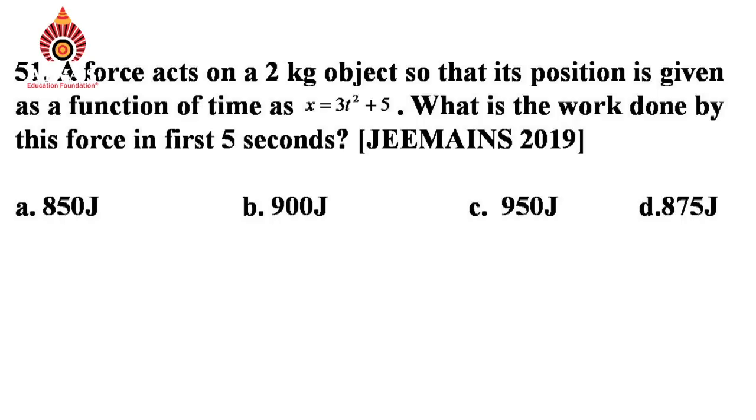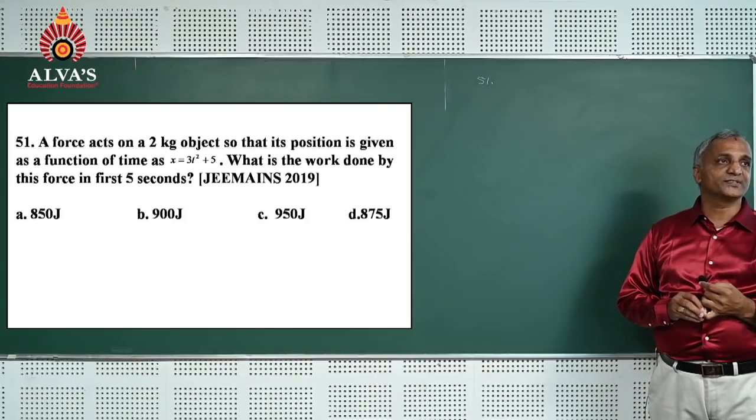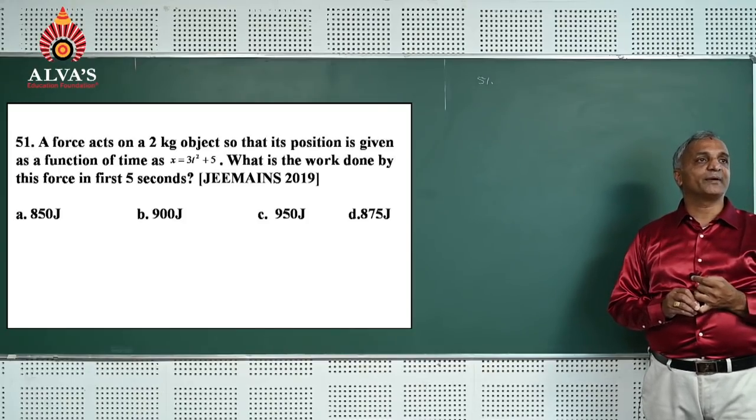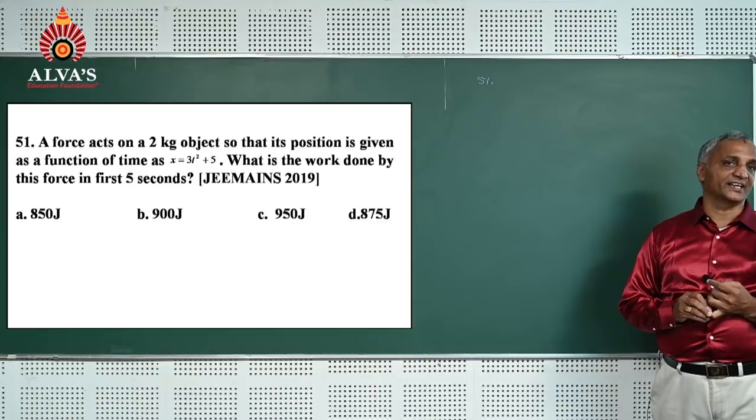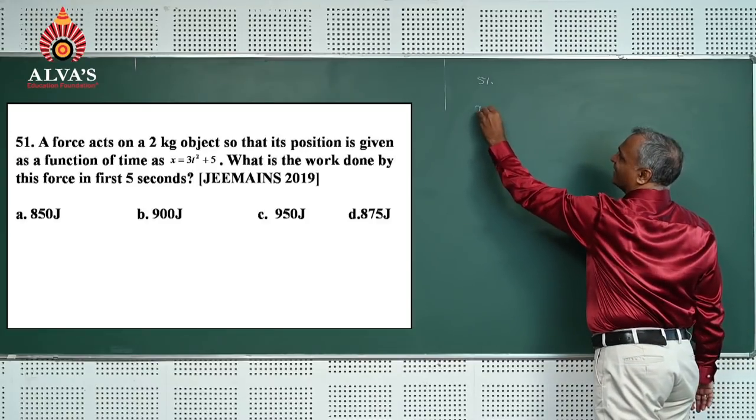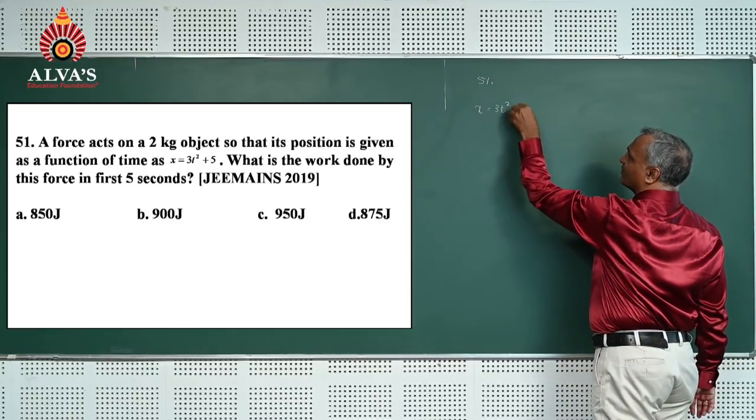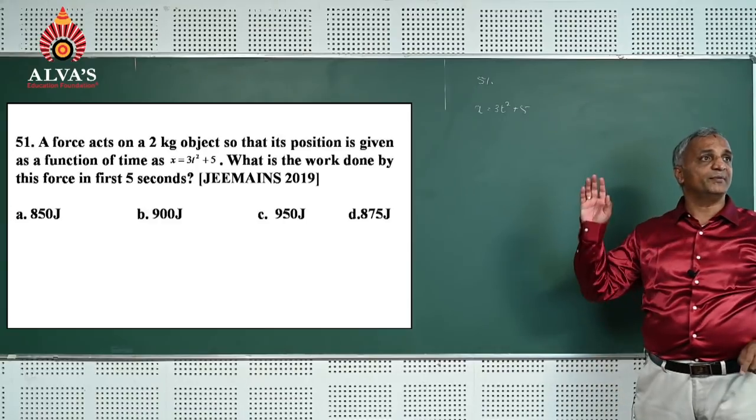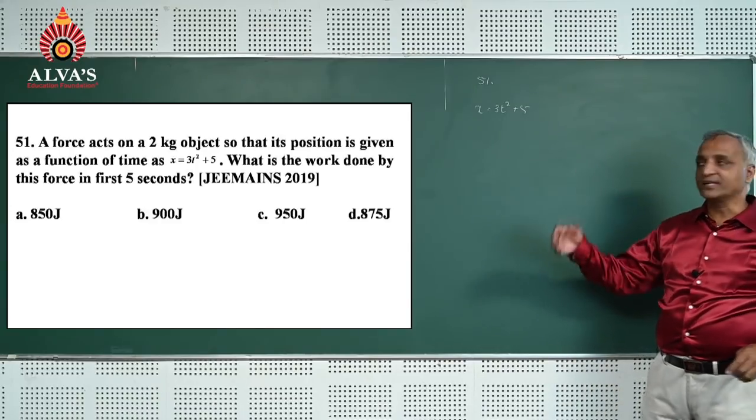Question number 51. A force acts on a 2 kg object so that its position is given by a time function x is equal to 3t square plus 5. What is the work done by this force in first 5 seconds? So here x is given as 3t square plus 5. It is a function of time. I want to find out what is the work done.